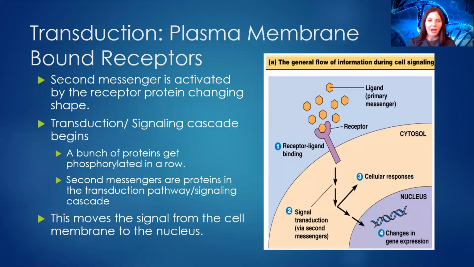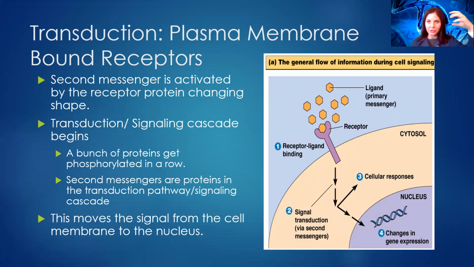So this is basically a bunch of proteins that get phosphorylated, meaning they gain energy, and they get energy all in a row. And so we get all these molecules that have been phosphorylated, and then we have secondary messengers that are proteins in that transduction pathway, and it helps to get this cascade going. And so this moves the signal from the cell membrane to the nucleus through this signal transduction pathway or through the transduction portion.